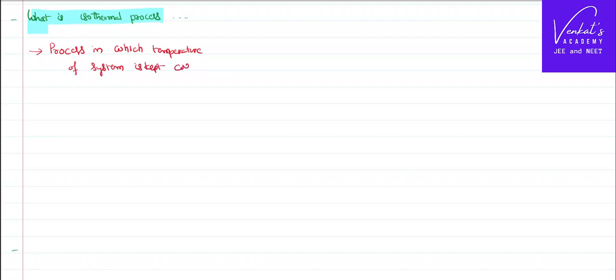Here in this video, we are talking about a thermodynamic process called isothermal process. So what do you mean by an isothermal process? The process in which temperature of the system is kept constant. So throughout this process, there is no change in temperature, delta T equal to 0.